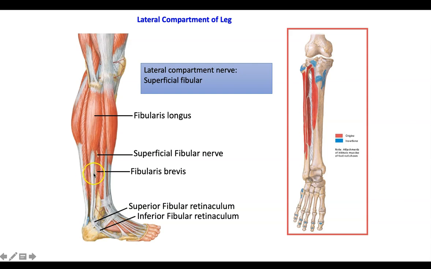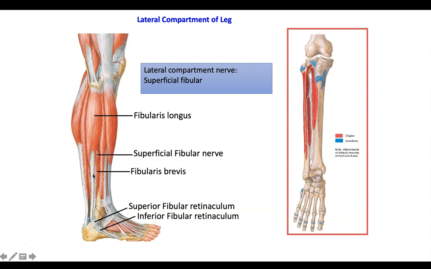Fibularis longus and fibularis brevis, these two muscles get the nerve supply from the superficial fibular nerve. The superficial fibular nerve is another terminal branch of the common fibular nerve, and that supplies these two muscles of the lateral compartment of the leg.